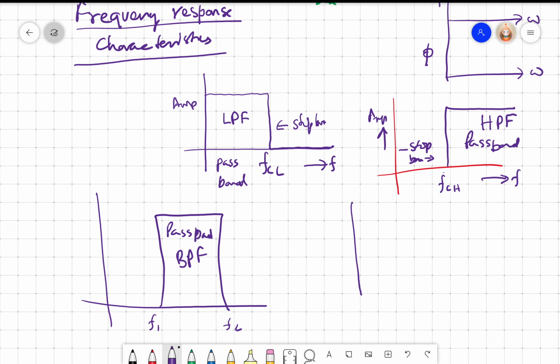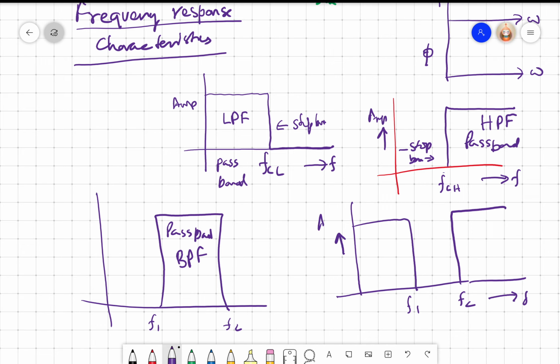It's also possible that I get a characteristic like this, between F1 and F2. This is F, this is amplitude, right? My transducer does not work or gives me zero output between two frequencies F1 and F2. We call this band reject. This is the band pass filter, this is the band reject filter, which is also called notch filter, right? So this is the pass band, this is the stop band.